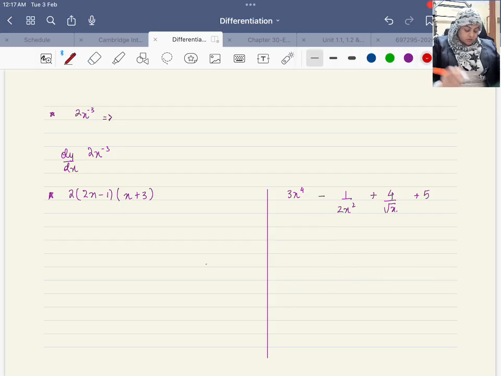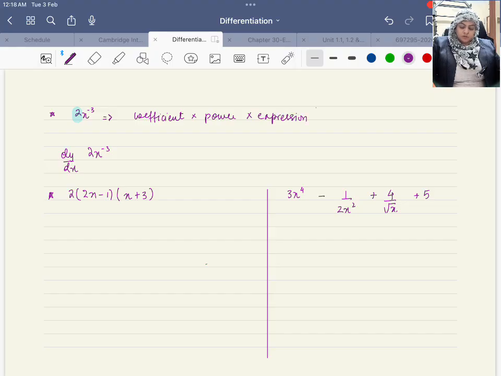Alright, so case number 2. When we have a coefficient attached with x and x has some power as well attached to it, what do we do? We do the same thing, but what do we do with the coefficient? We let the coefficient stay where it is. So the general formula becomes coefficient multiplied by power into expression.